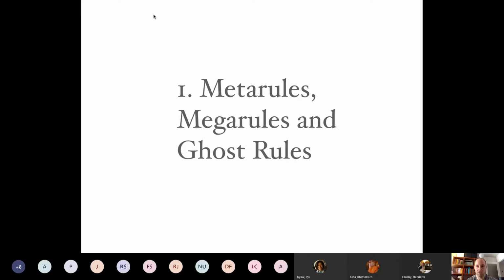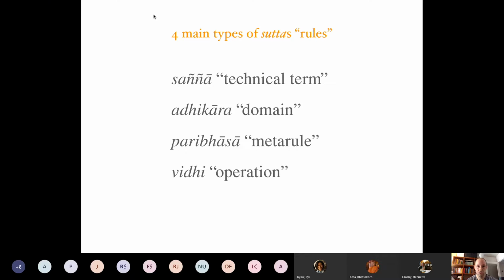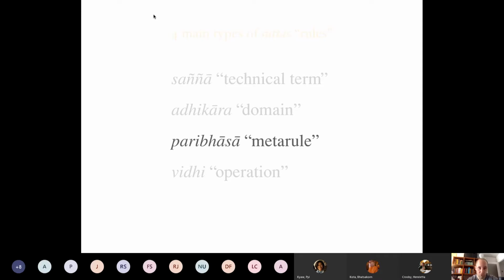So we start with the first part: meta rules, mega rules, and ghost rules. As you remember from the first session, there are 4 main types of suttas or rules. The sanya, or technical term, and the adhikara, that expresses a domain where the rules will operate. Then there are paribhasa rules, that means meta rules. And finally, we have vidhi rules or operation rules. Today, we are going to look at paribhasa rules first.